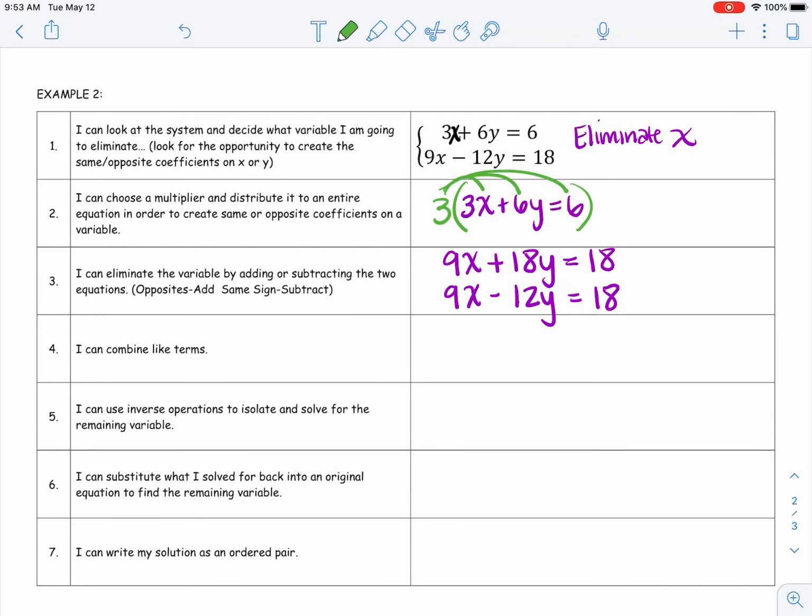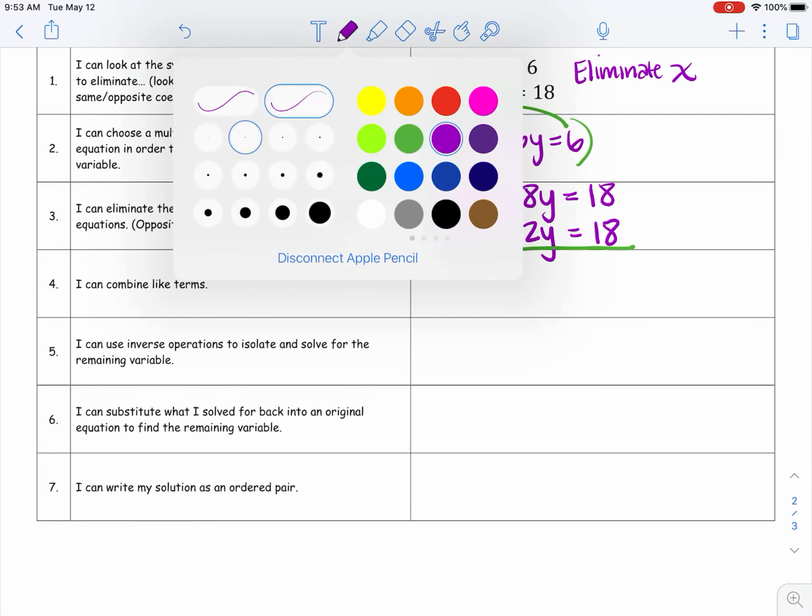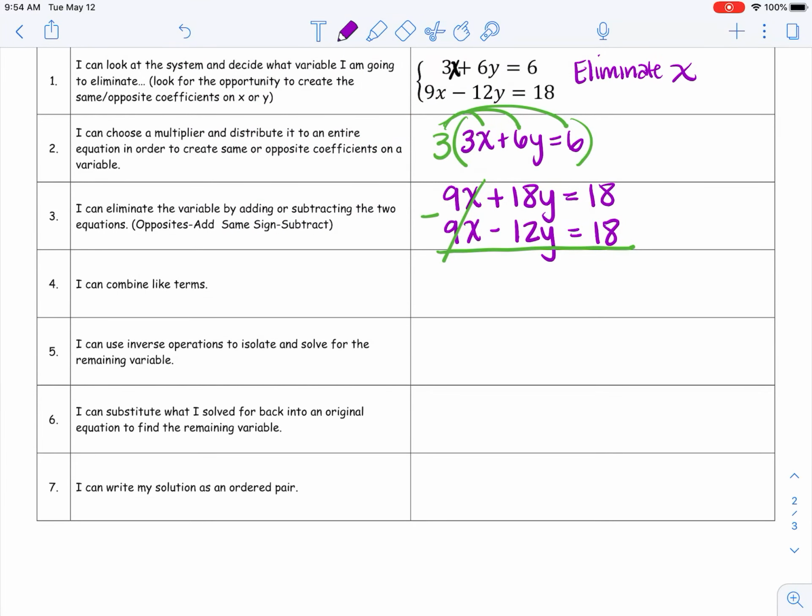So I have the same sign again, so I'm going to subtract. And again, be very careful with the subtraction of a negative. So 9 minus 9 is gone. That's good because that's what we wanted to eliminate. 18 minus negative 12 turns into 18 plus 12, which gives me 30y. And then I have 18 minus 18, which is 0.